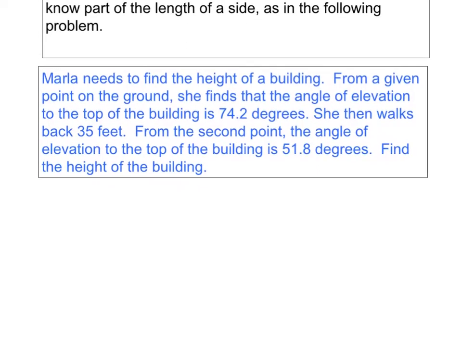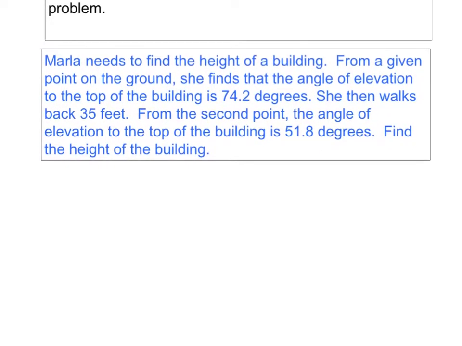Okay, so reading on, Marla needs to find the height of a building. From a given point on the ground, she finds that the angle of elevation to the top of the building is 74.2 degrees. So that situation is going to look like this. Here's our building, and here's a point on the ground that creates an angle of elevation of about 74.2 degrees.